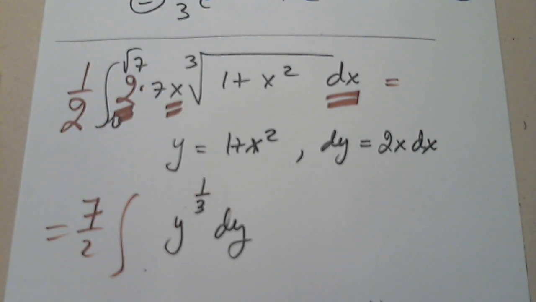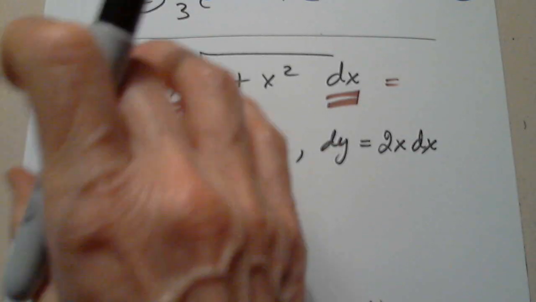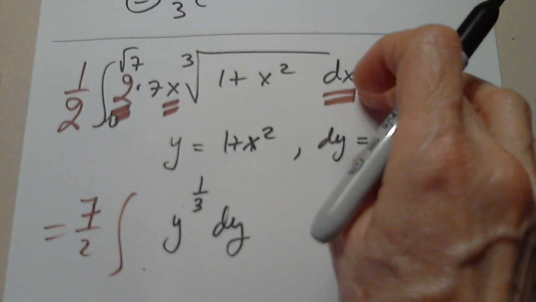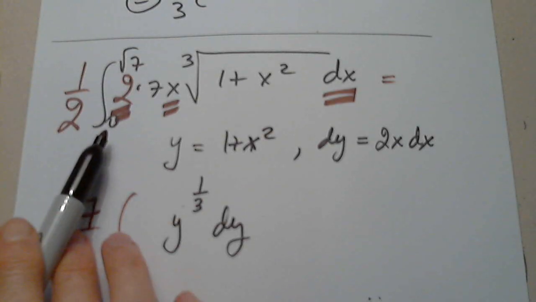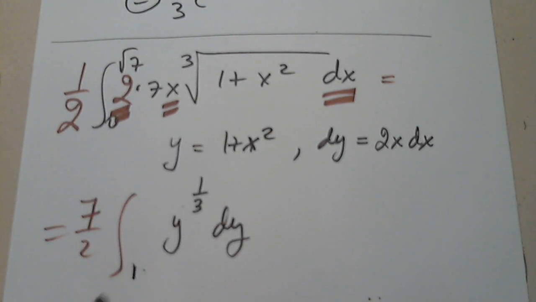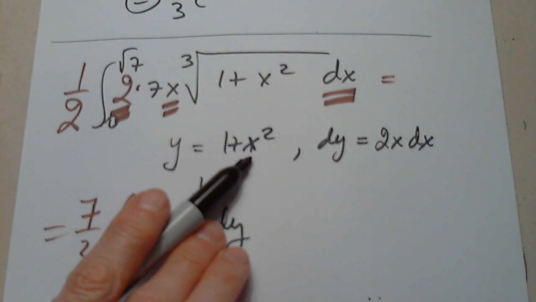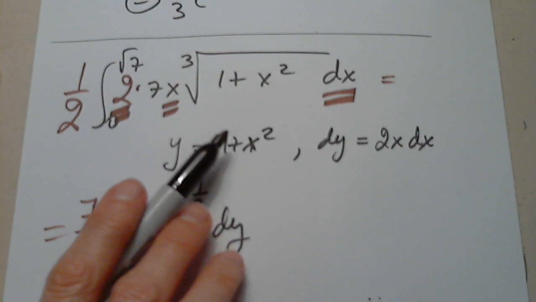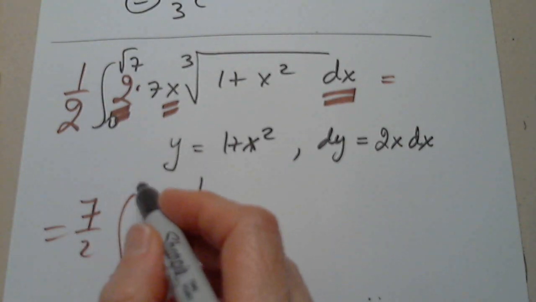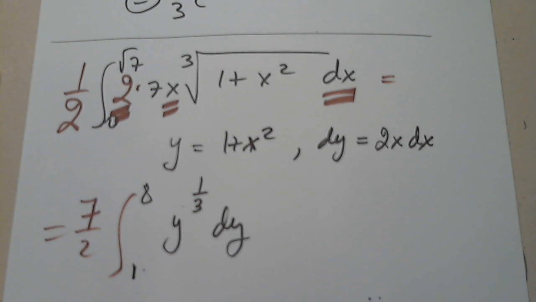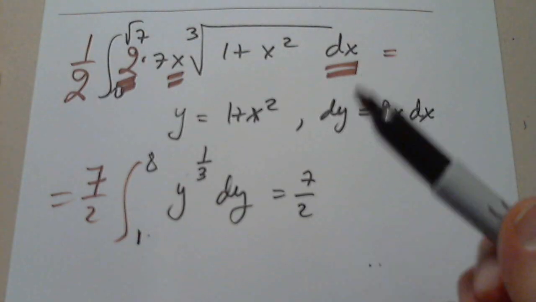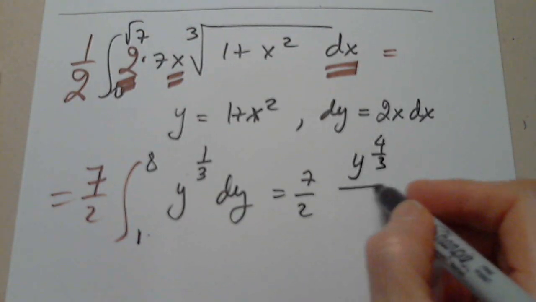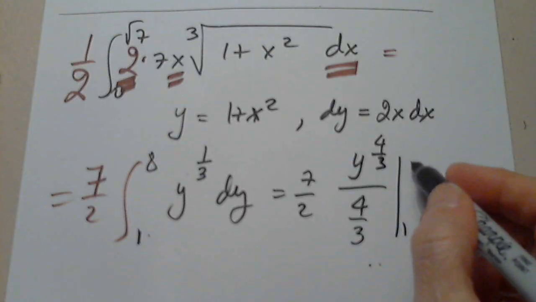Now I have to change the limits of integration. I cannot copy the limits of integration that correspond to x to an integral in y, because y is a function. So when x is 0, I get 1. When x is the square root of 7, I have 7 plus 1, which is 8. So then we have 7/2. Y to 1/3 plus 1 is y to 4/3 over 4/3 from 1 to 8.